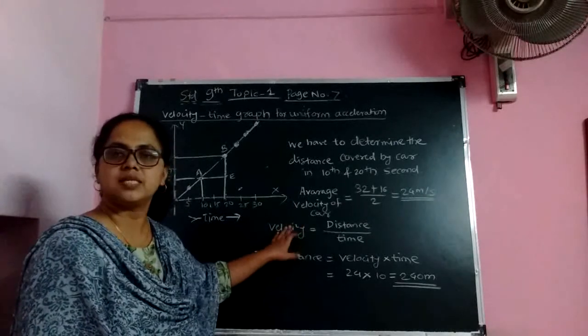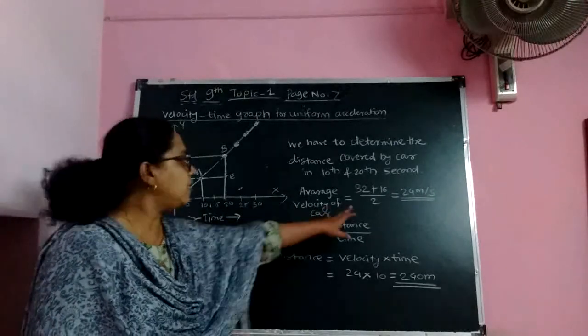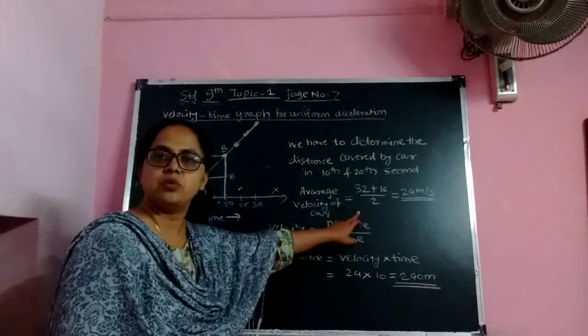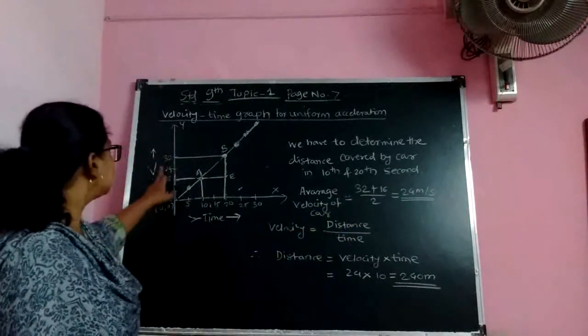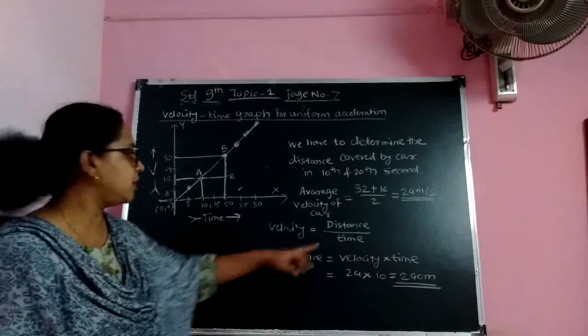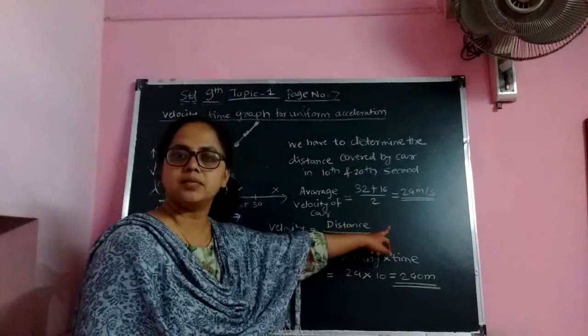You know how to find the average in maths: add two quantities and divide by 2. That is, you have to add 32 plus 16 and divide by 2. You will get 24 meter per second.